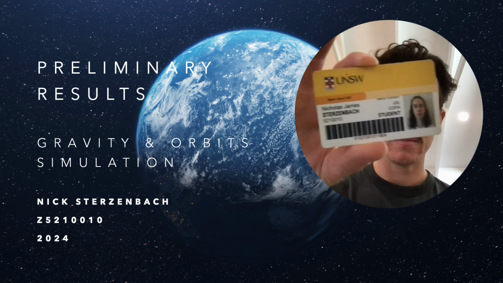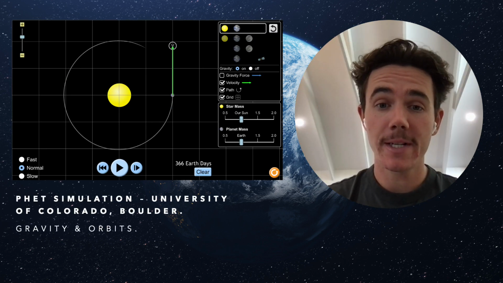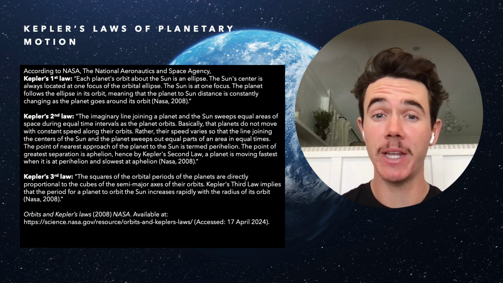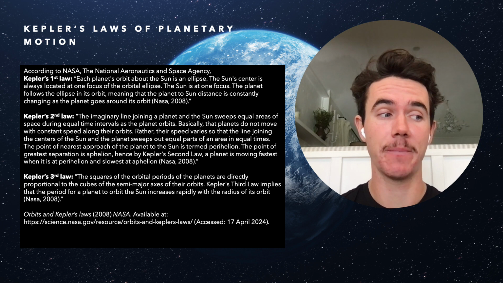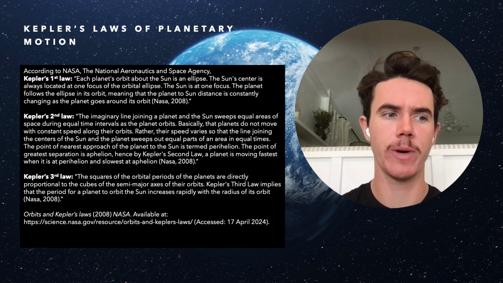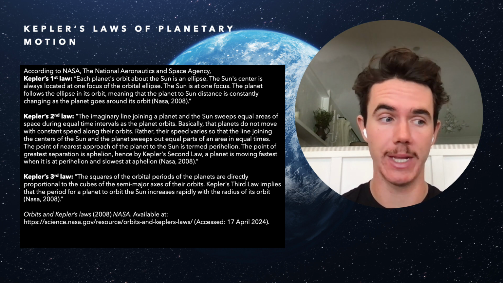Z5210010. In this video, we're going to be talking about some preliminary results that I received from completing the gravity and orbits simulation from the University of Colorado. To briefly introduce Kepler's laws of planetary motion, we're going to go through the first law. Each planet's orbit around the Sun is an ellipse. The Sun's center is always located at one focus of the orbital ellipse.